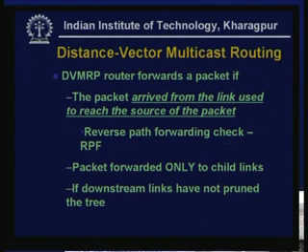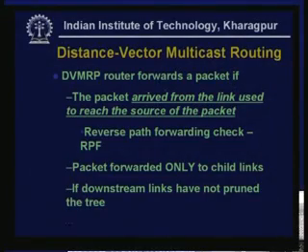You remember that this is the reverse path forwarding part. That means if from this router I want to reach the source, then the next hop I have to take is my RPF neighbor. So, if the packet arrives from my RPF neighbor link, the link used to reach the source of the packet, this is the RPF check. The packet is forwarded only to the child links, not in the direction from which it came, provided the downstream links have not sent a prune message.